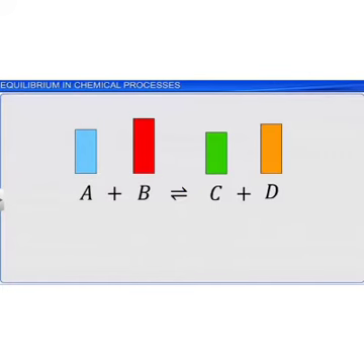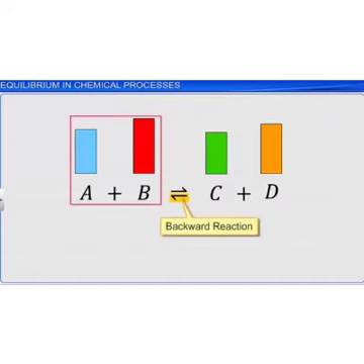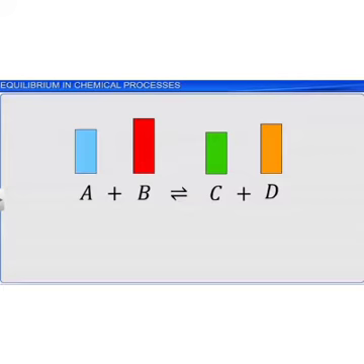In a reversible reaction, the reaction in which the reactants react to give the products is called the forward reaction, while the reaction in which the products react back to give the reactants is called the backward reaction. Depending on the chemical nature of the products and the reaction conditions, the products formed may or may not react to give the initial substances.